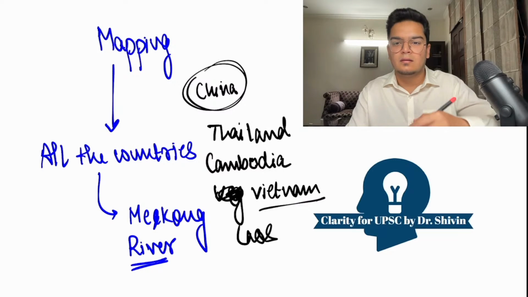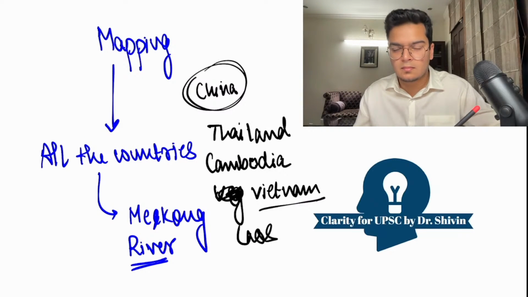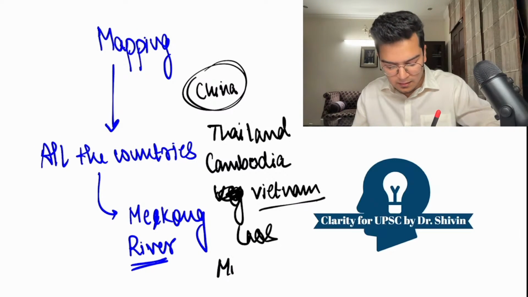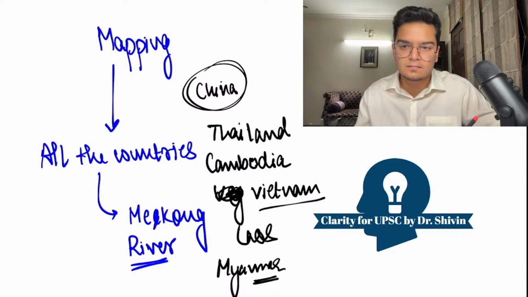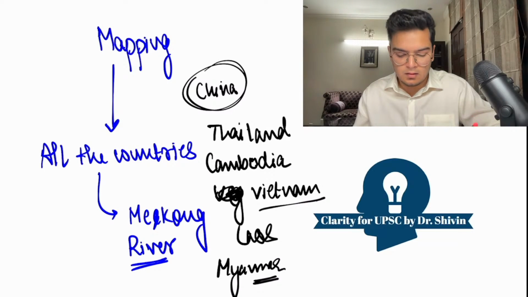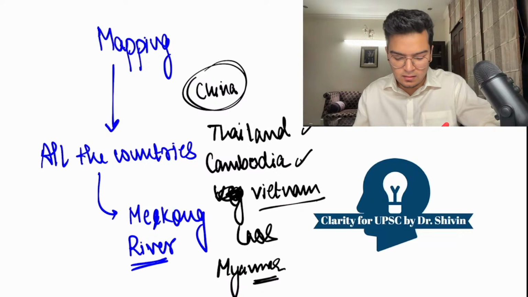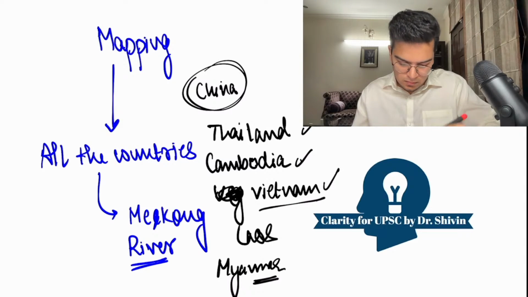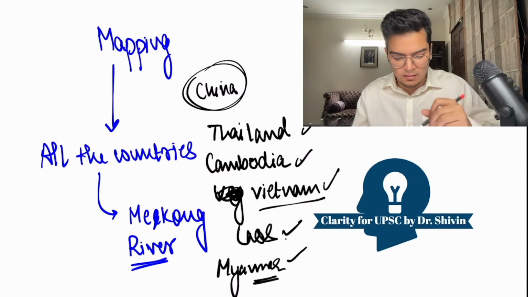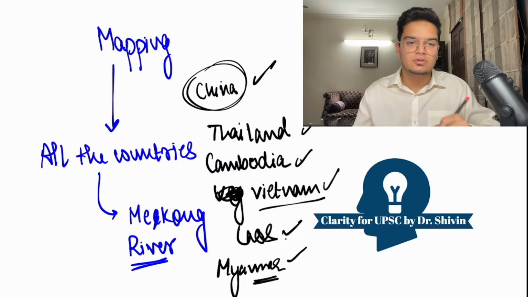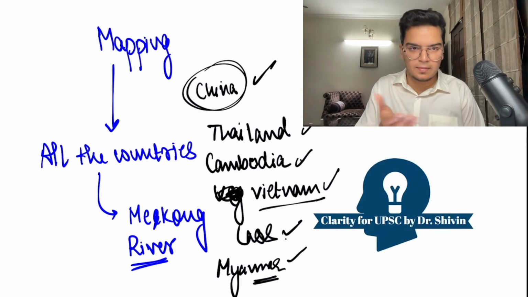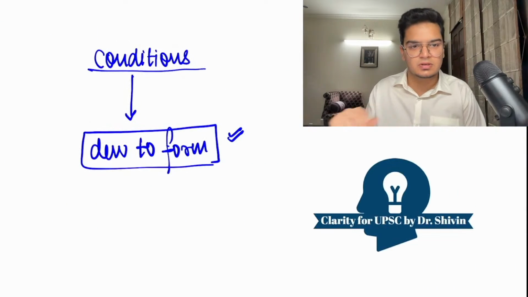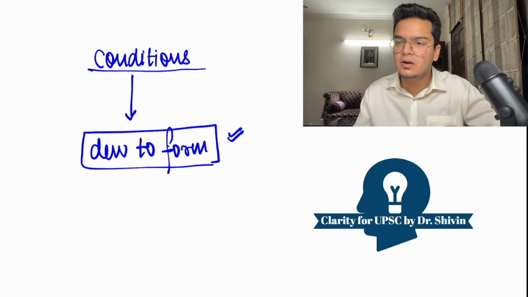Good. I have missed Myanmar. So there is Thailand, Cambodia, Vietnam, Laos, and Myanmar, and China. So these 6 countries are there, right? Again, something that you should get right. Basic mapping question. Now, conditions for dew to form.